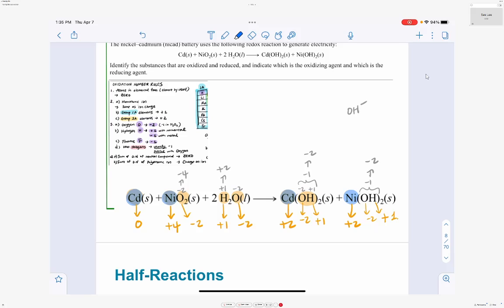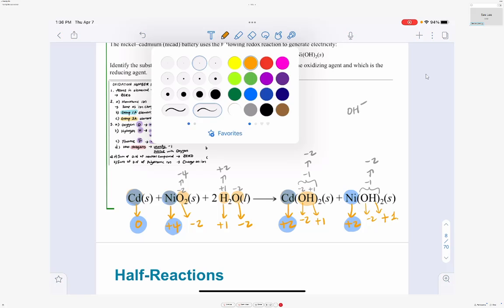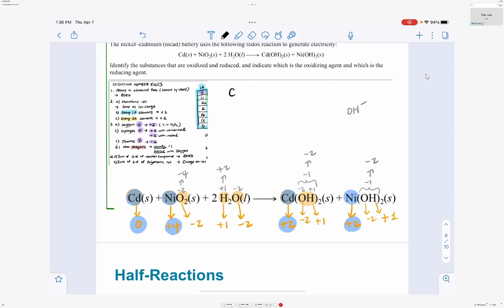Okay, so let's take a look at any substances that changed in oxidation number. The substances that change in oxidation number are cadmium and nickel only. I'm going to highlight those numbers. According to this, cadmium's oxidation number changed from 0 to positive 2. So cadmium has increased in oxidation number. Cadmium's oxidation number became more positive. So cadmium is oxidized.